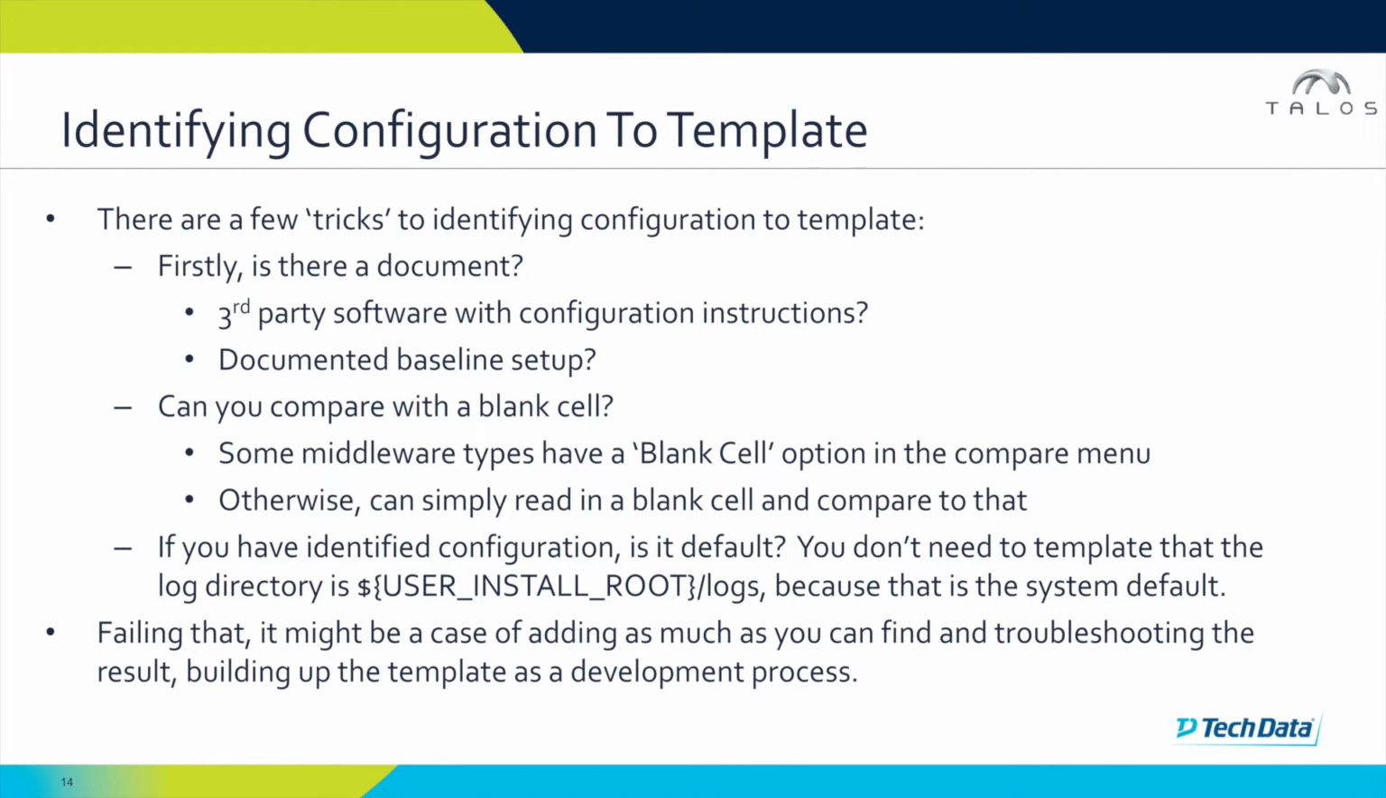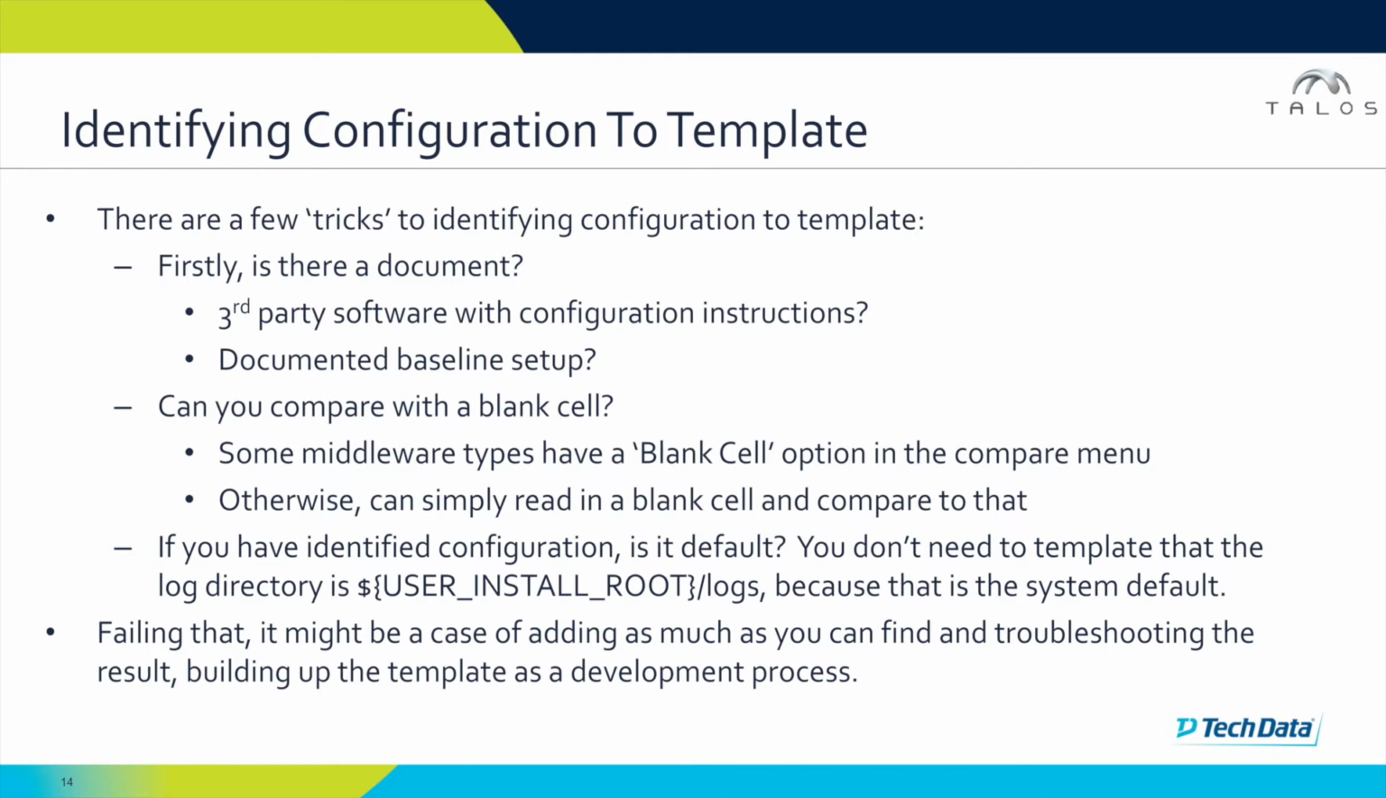So in identifying configuration to template, you can try firstly looking at, is the environment documented? There's an awful lot of environments where the only reference to the configuration required to support a particular application is in documents on a SharePoint or something like that. So that would be a good port of call to go and find out what those configuration items are to change for that application or cell.